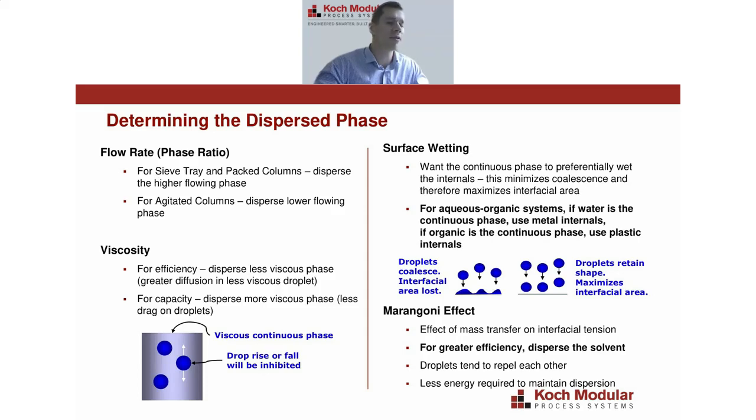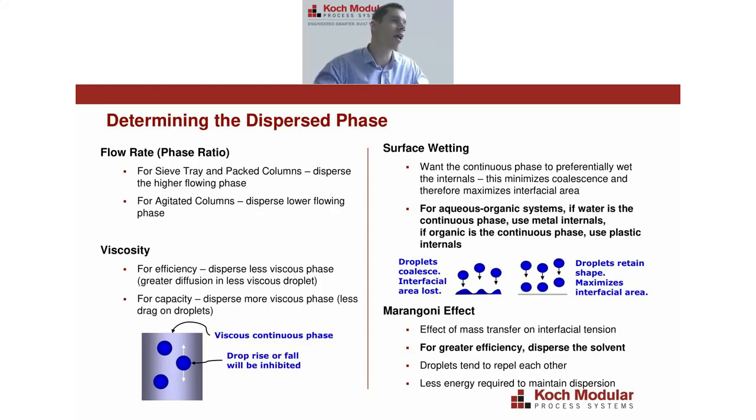And that's because you're counting on the fixed internals of either of those 2 types of columns to break up the dispersed phase into droplets. So it's easier for those fixed internals to do that if you disperse the higher flowing phase, because that phase will have more velocity and momentum associated with it.